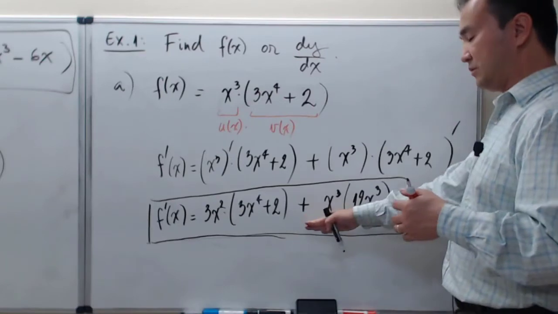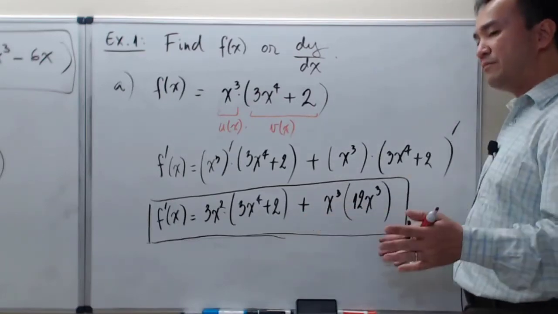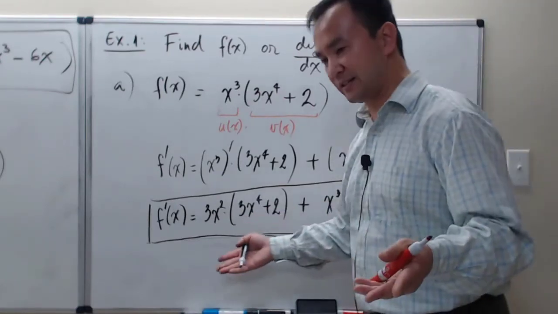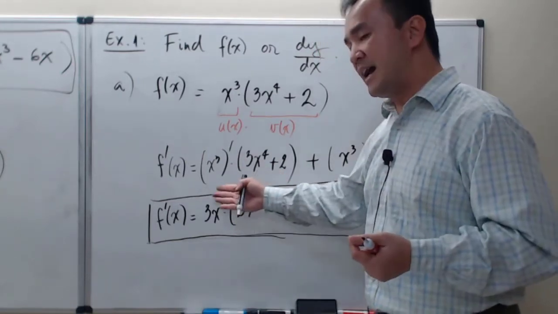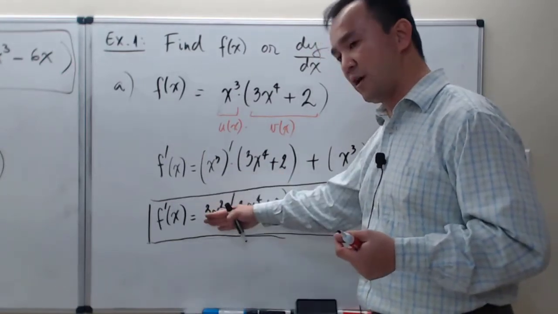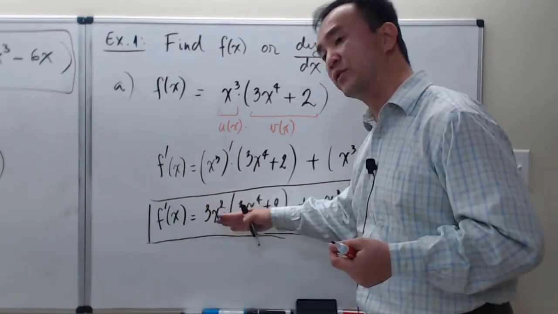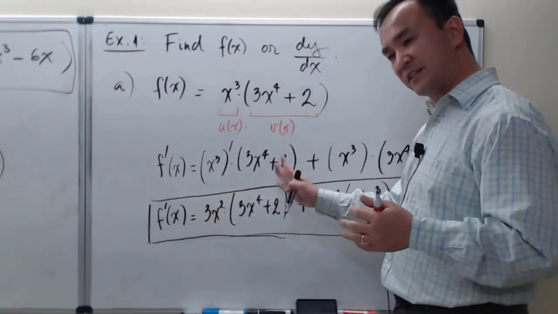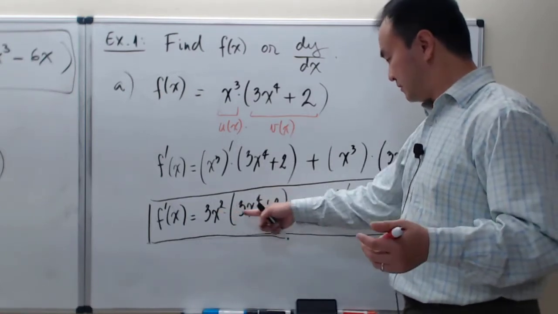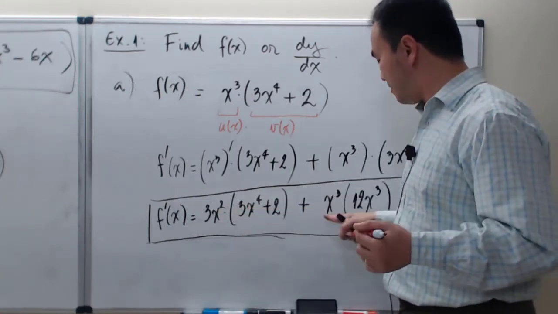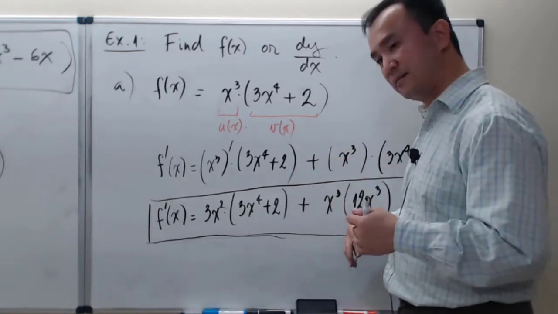Then we're done here. Now some instructors, it could be many instructors, ask their students to go ahead and simplify the final derivative right here. So that means from here we have to carry on with the algebra to multiply out, and combine like terms if we could.